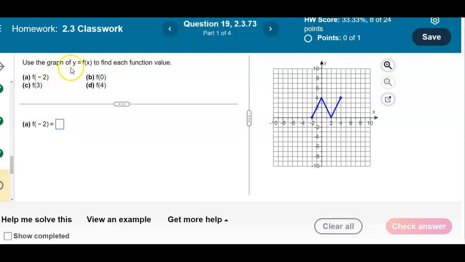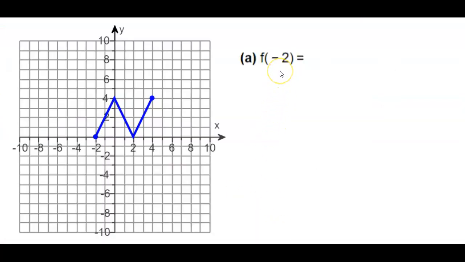Use the graph of y equals f of x over here to the right to find each function value. So the first value that we're looking for is f of -2. So let's take a look at the graph here. So remember that this means that the input, or the x value, represents -2.